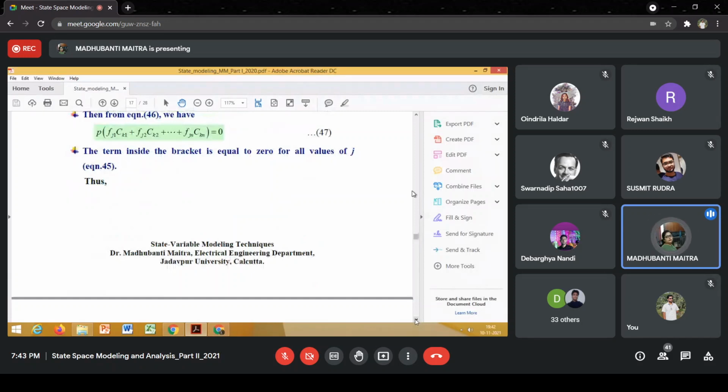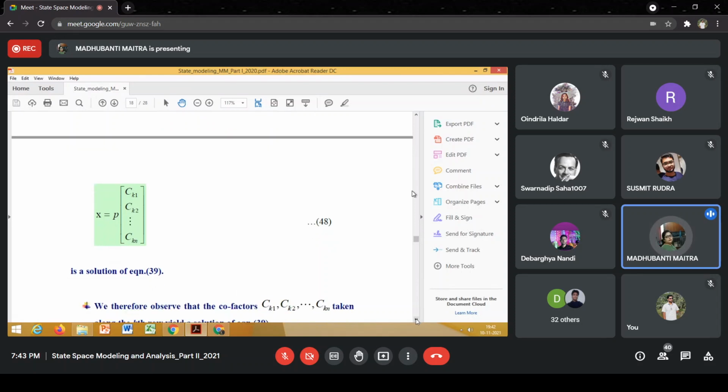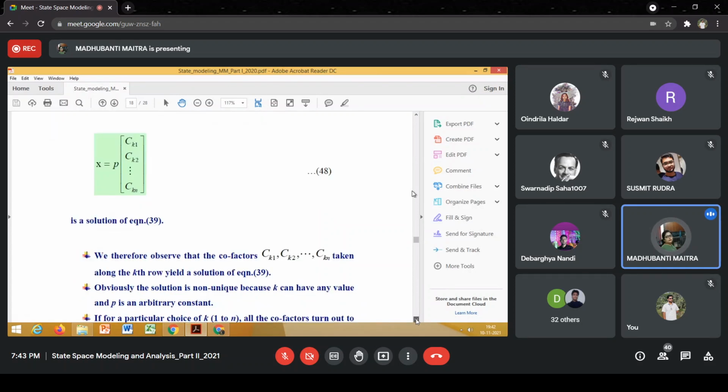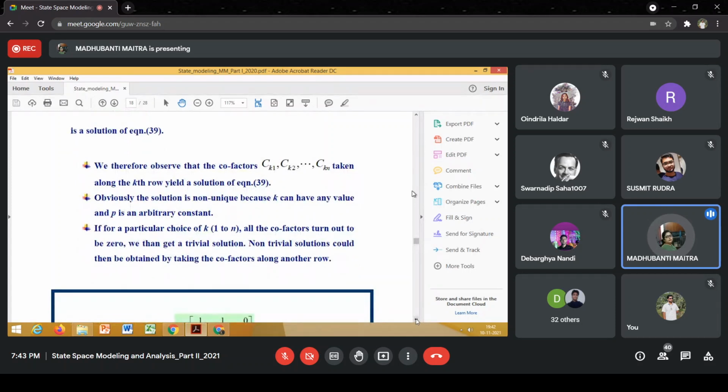So the solution vector x will be equal to p ck1, ck2, ckn. Why this p? Okay. So these are non-trivial solutions, and the equations will be linearly dependent on each other. So we therefore observe that the cofactors ck1, ck2, ckn taken along the kth row yield a solution for this equation. Equation 39 means f11 x1 plus f12 x2 is equal to 0, and so forth, right?